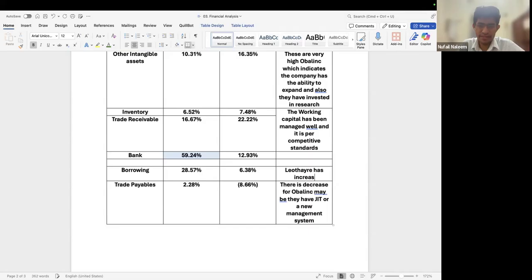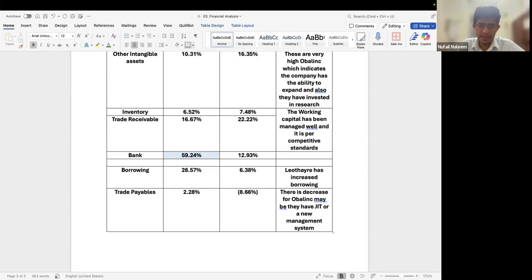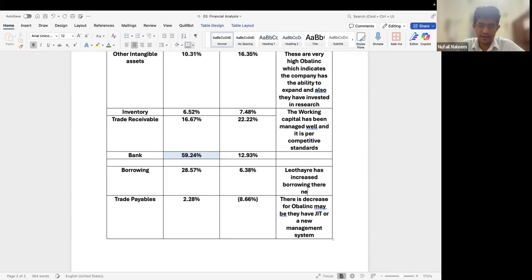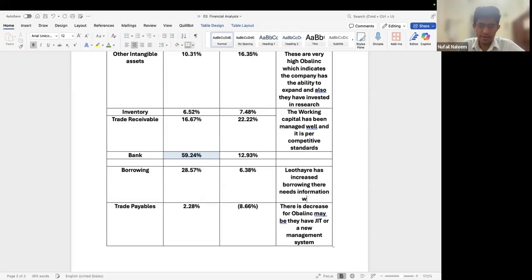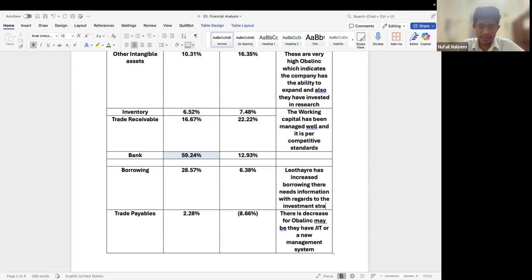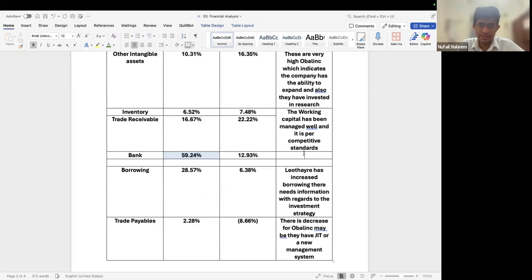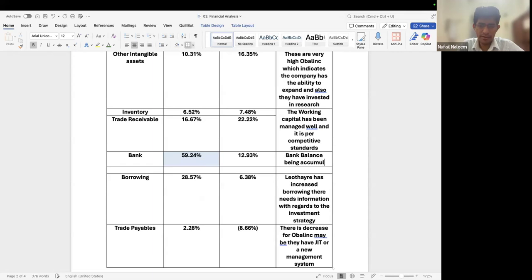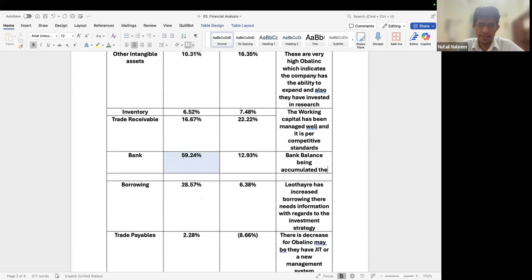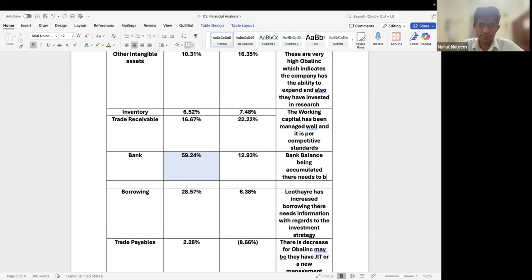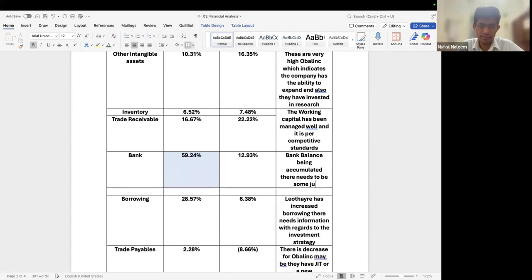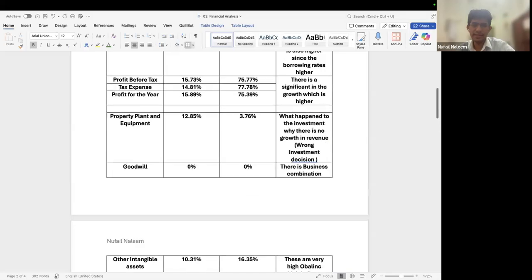has increased the borrowings. This is not good, students. Increased borrowings. There needs to be information with regards to the investment strategy. And students, bank balance being accumulated, there needs to be some justification. Full stop. Students, this is the growth analysis at the moment.